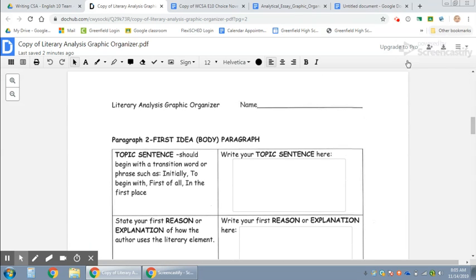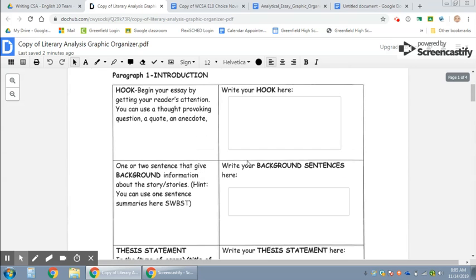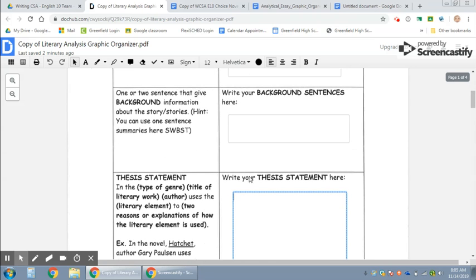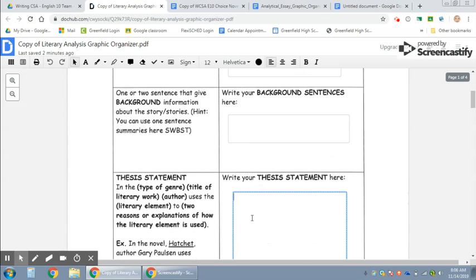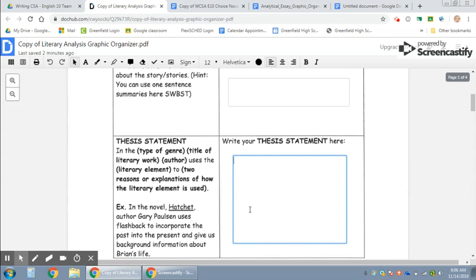It says in the introduction, when I'm starting the essay, I don't need to worry about a hook or a background just yet. I just need to start with a thesis that's going to guide me. And this graphic organizer gives you an example of how to write it. So in the novel, whatever your novel is, Lord of the Flies, author uses, and then I need to include the different components I'm going to discuss for theme.